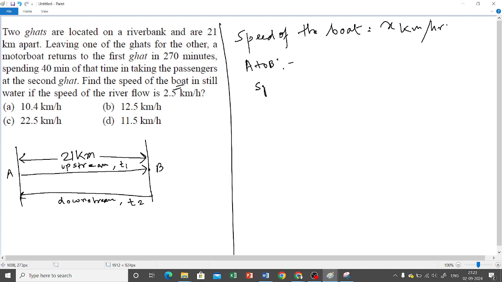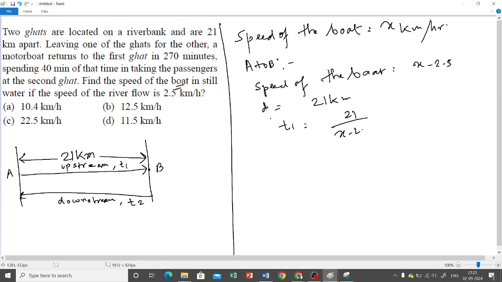So what is the speed of the boat? It is going to be x minus 2.5, right? Now what is the distance? 21 kilometers. What is the time? 21 by x minus 2.5 hours. Now from B to A, what is going to be the time? Again 21 kilometers divided by x plus 2.5, right?